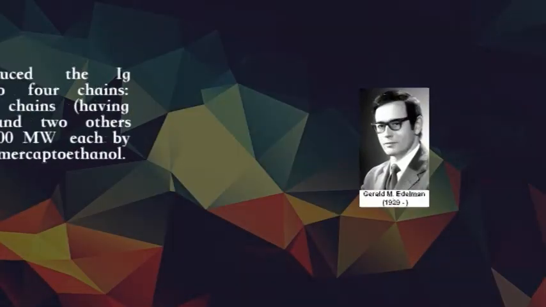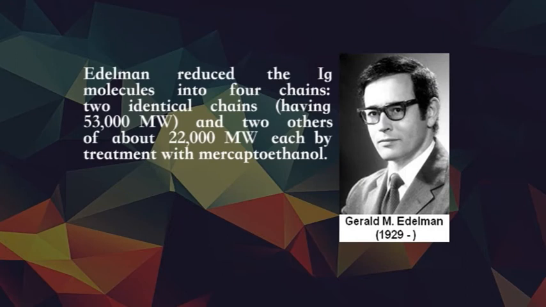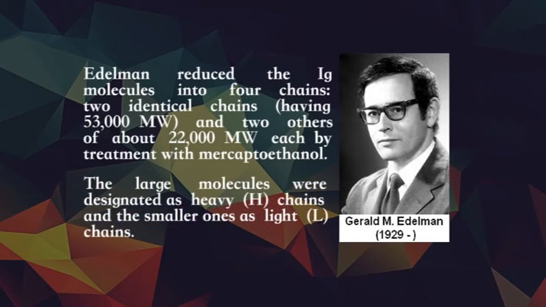Edelman reduced the Ig molecule into 4 chains: two identical chains having 53,000 molecular weight and two others of about 22,000 molecular weight, each by treatment with mercaptoethanol. The larger molecules were designated as heavy chains and the smaller ones as light chains.